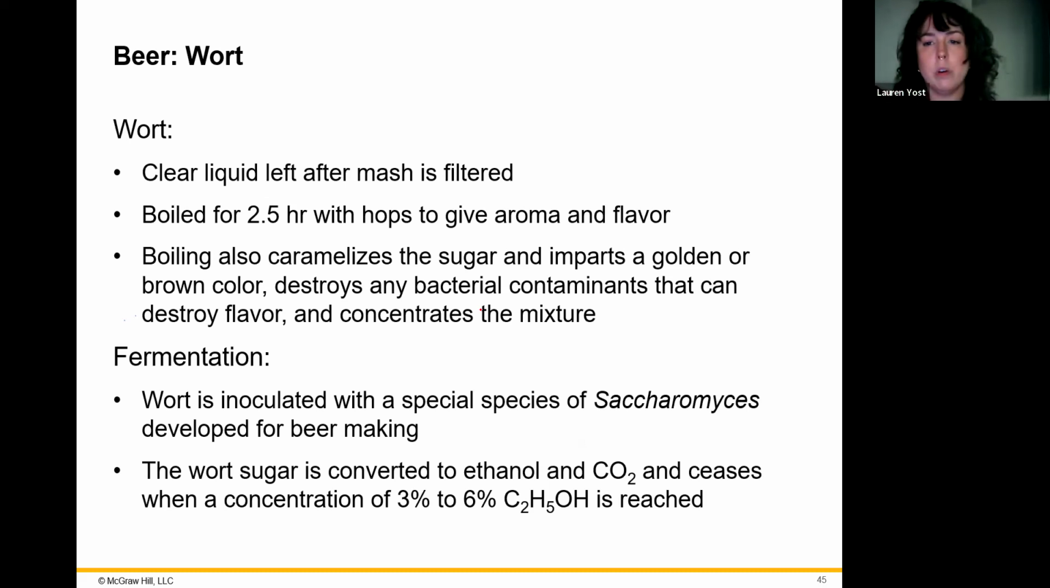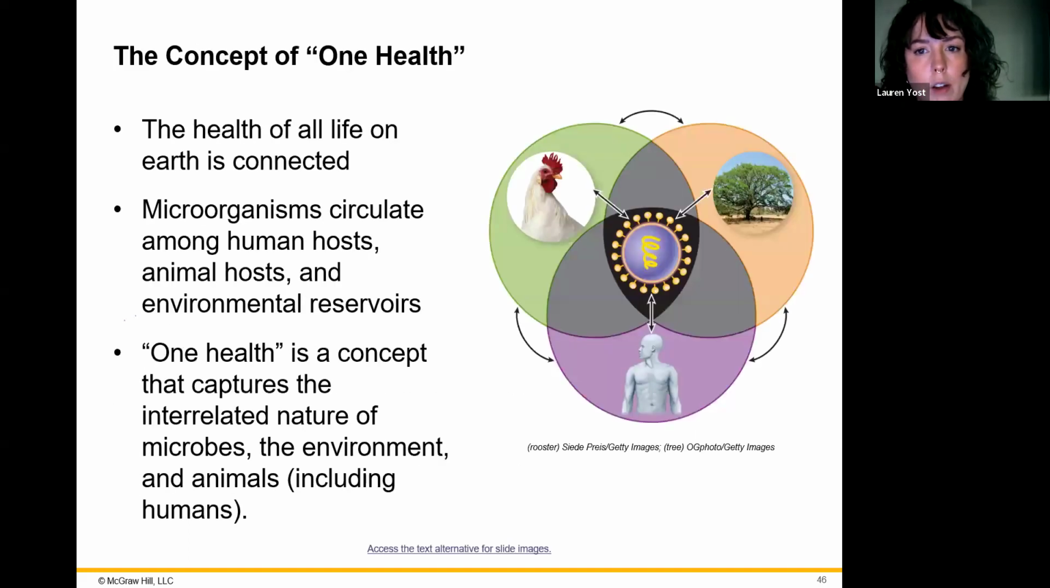Then we have wort, which is the clear liquid after we filter it. They will boil that to give it aroma and flavor with hops, and I guess it also gives it color as well as destroying any bacterial contaminants. So wort is inoculated with that yeast, Saccharomyces yeast, and then it will convert all that sugar in that wort and turn it into ethanol and carbon dioxide.